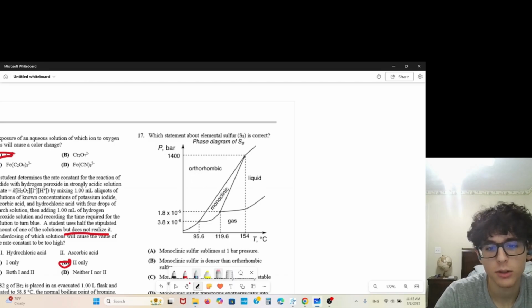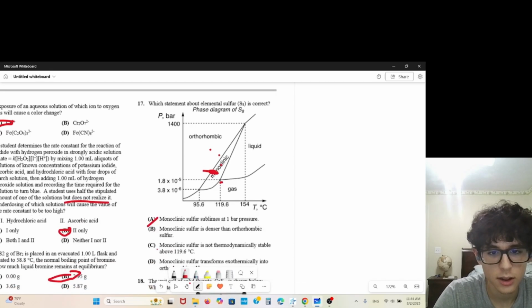I mean, that's right here. Sublime is solid to gas. That's not what it seems like, because these are solid, right? This is what's going on here. So that's wrong. Monoclinic sulfur is denser than orthorhombic sulfur.